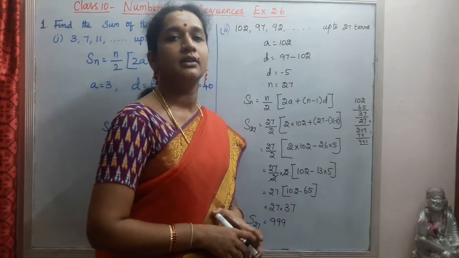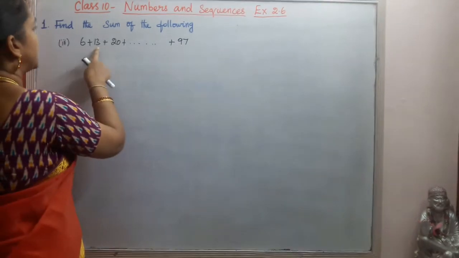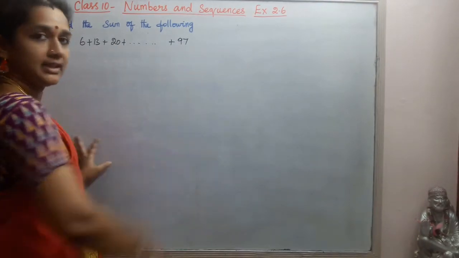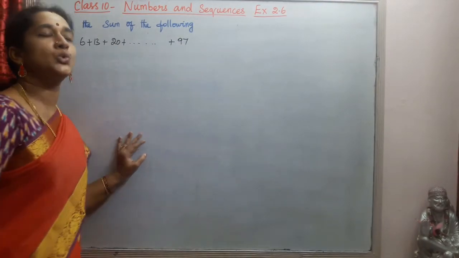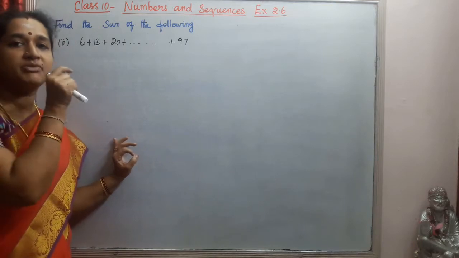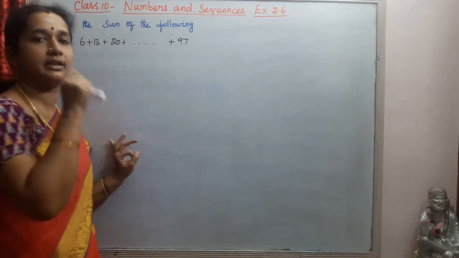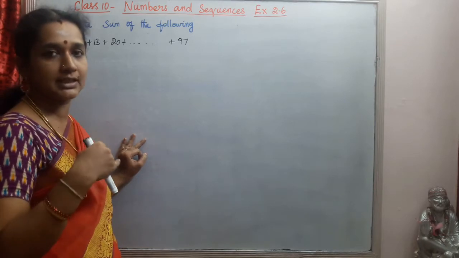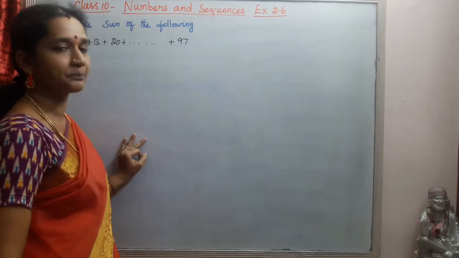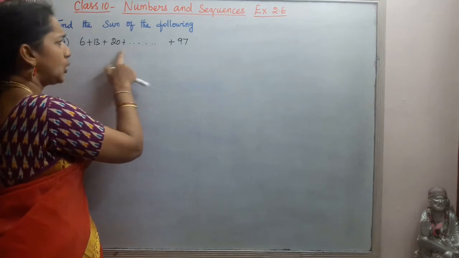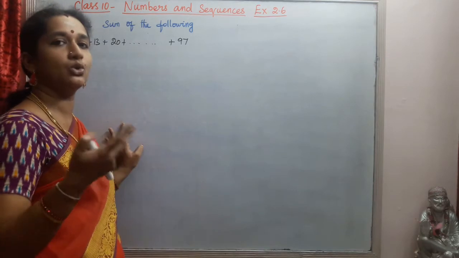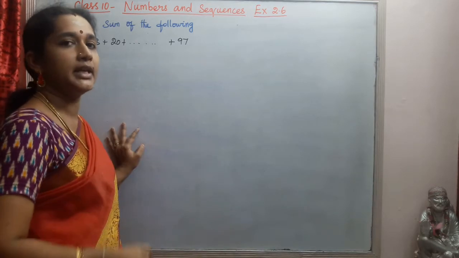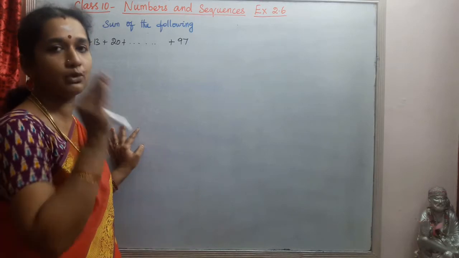Okay. Next sum is 6 plus 13 plus 20 plus up to 97. In the previous two sums, how many terms we have to find the sum of was given, so directly we substituted in the sum of the terms Sn formula and found the sum. But here only the terms are given. We don't know how many terms are there in the given sequence. So that we have to find first.